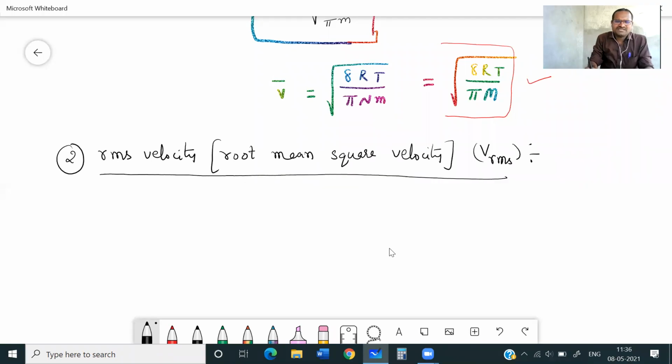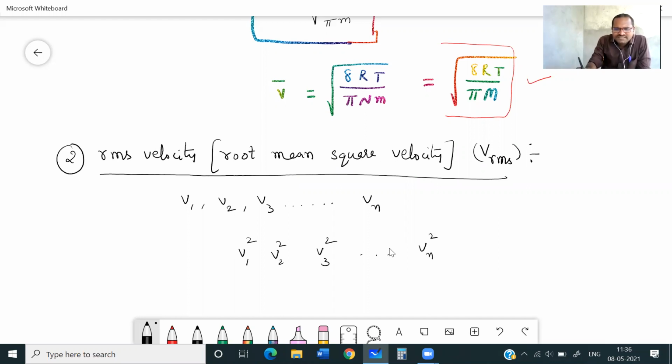What is RMS velocity? Let us suppose we have different gas molecules, and they have different velocities. Randomly they will move freely with different velocities. Now, the first thing we have to do is the first part of RMS, S, which means square them. Square all: V1 square, V2 square, V3 square, and so on, Vn square.